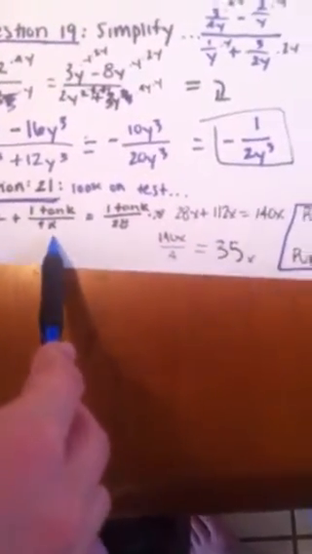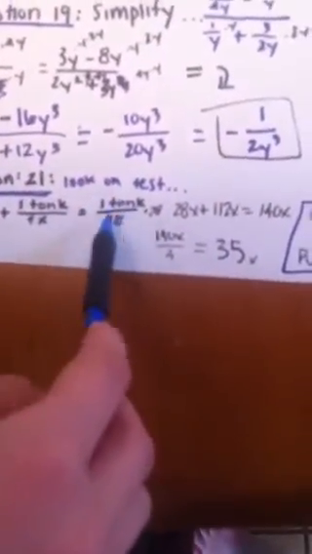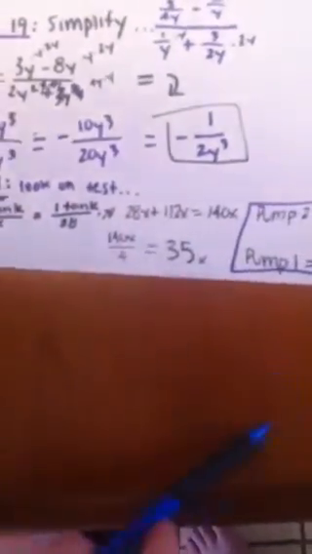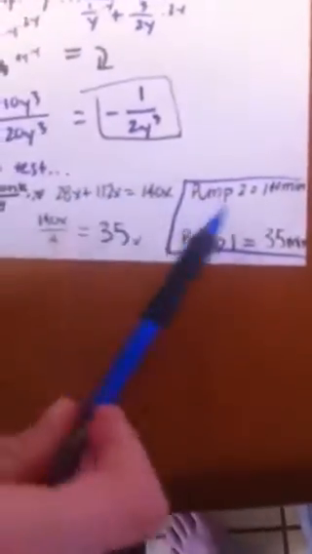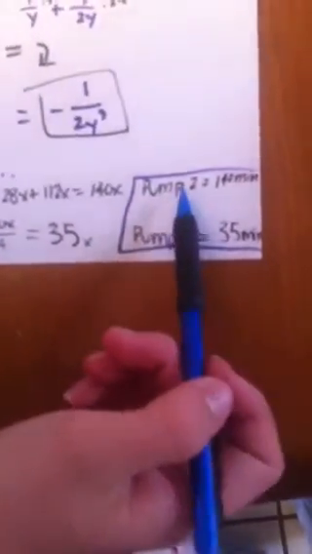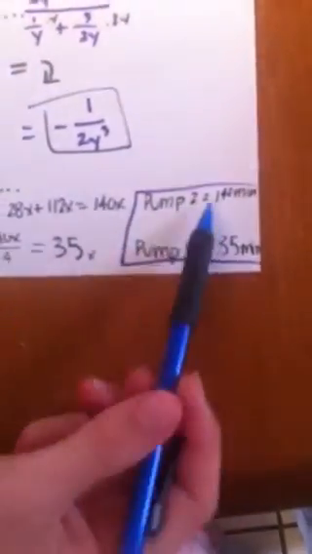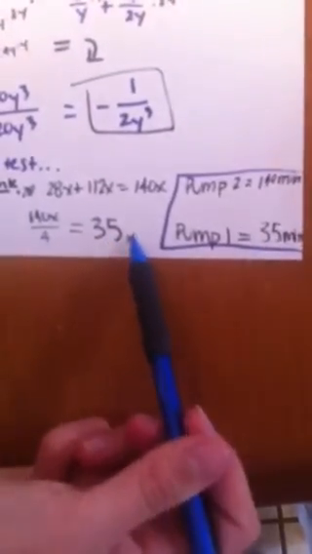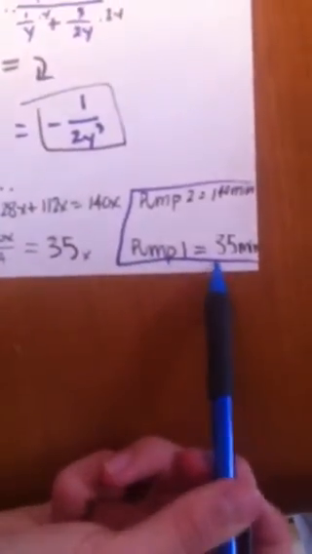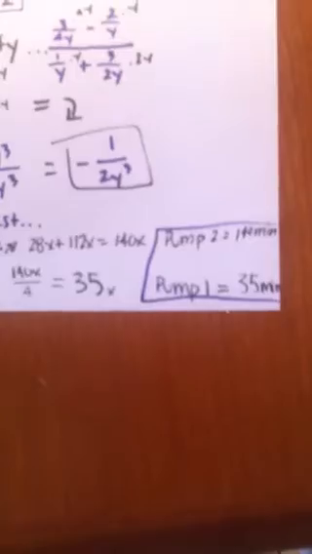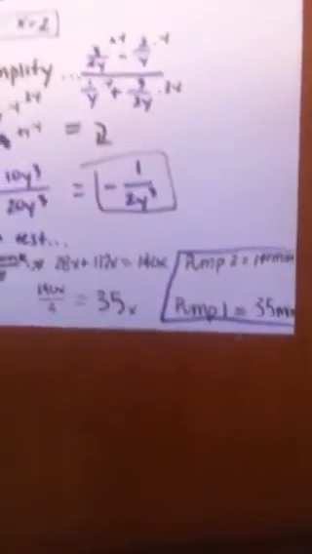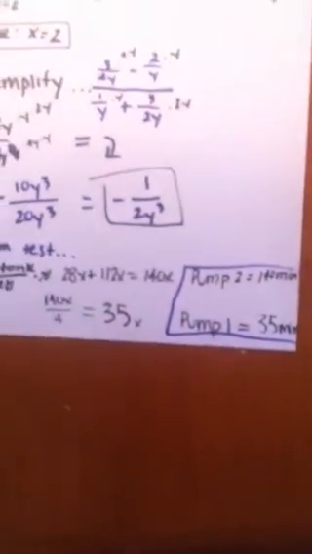You have to set up a proportion, so 1 tank is x over x plus 1 tank over 4x, and then that's equal to 1 tank over 28 minutes, multiplying each side by 28. To get 28x plus 112x equals 140x, which is equal to 140 minutes for pump 2, and then you divide that by 4 to get 35, so pump 1 takes 35 minutes. So that is the answer. These are my test chapter 9 corrections.